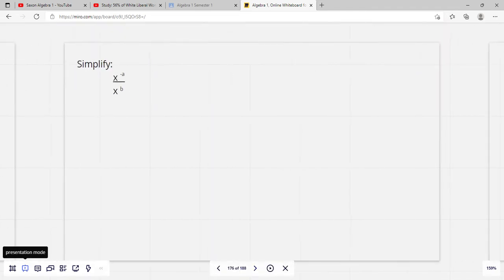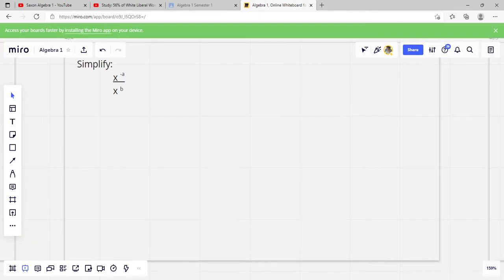All right, so on this one, it says simplify. And we could either do that where we move them to the top or the bottom. Once again, either answer is correct. So if we move that to the top, we would turn that into minus b. So we would have x to the negative a, negative b.